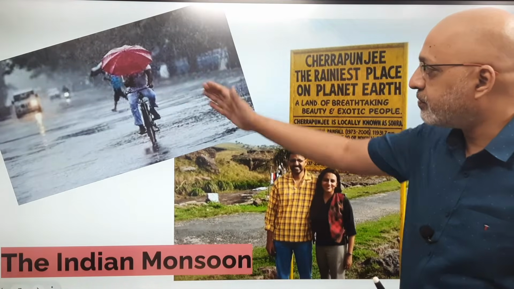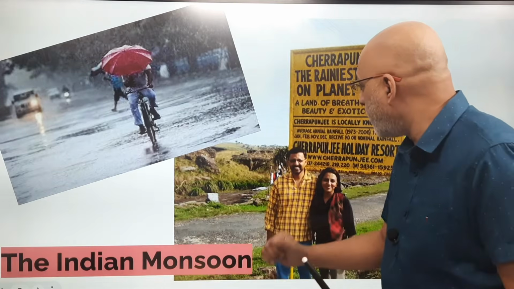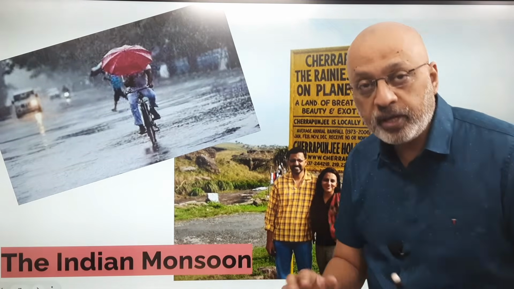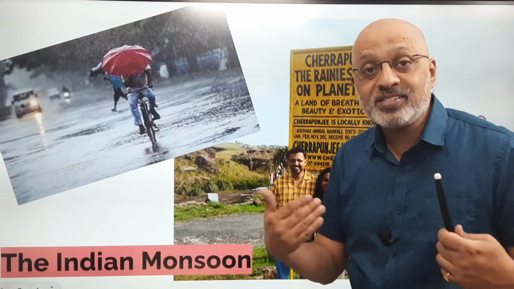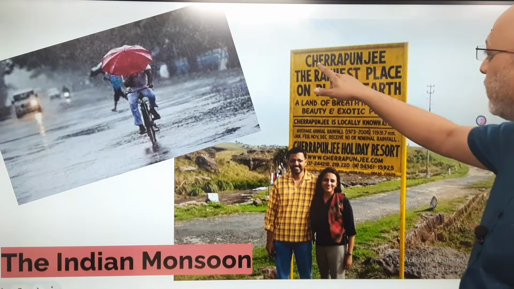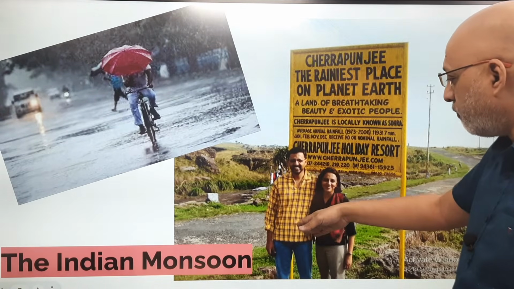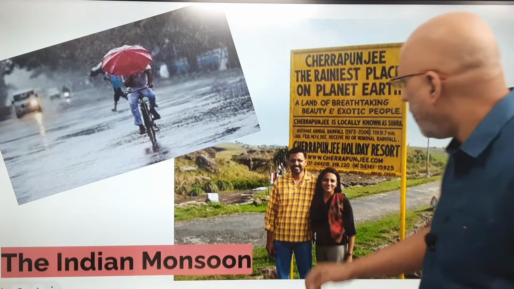Rainfall, some beautiful photographs of the rainfall, the Indian monsoon. Cherrapunji, you would have heard. This is a place in Meghalaya which is known as the wettest place. In fact, there is a board there, Cherrapunji. This is a photograph which we took in 2008.